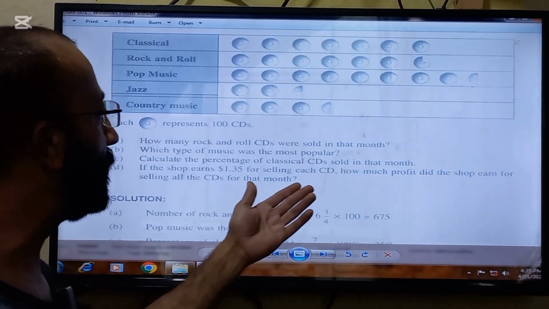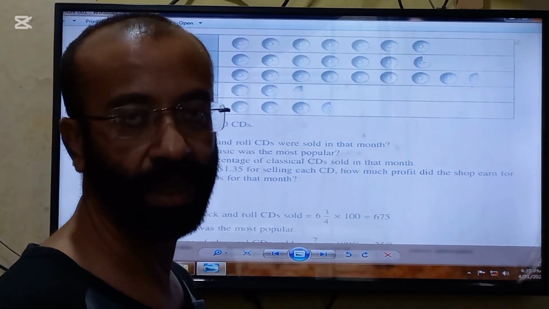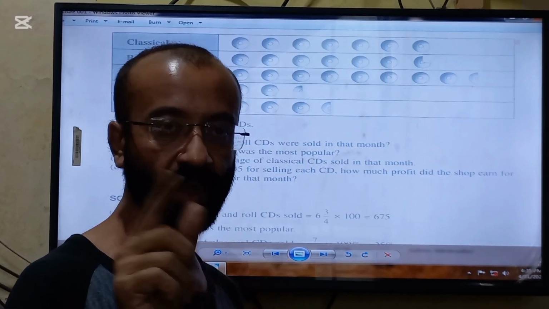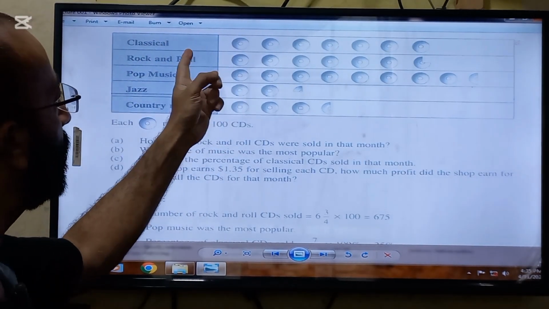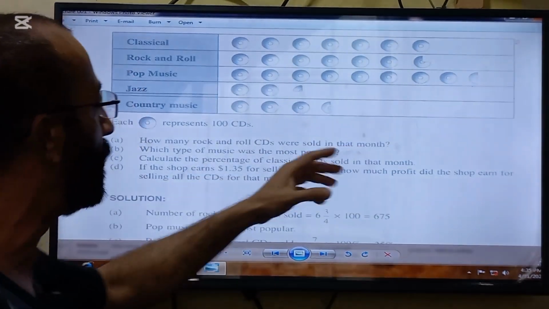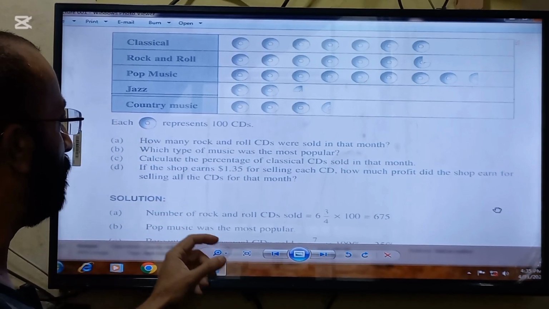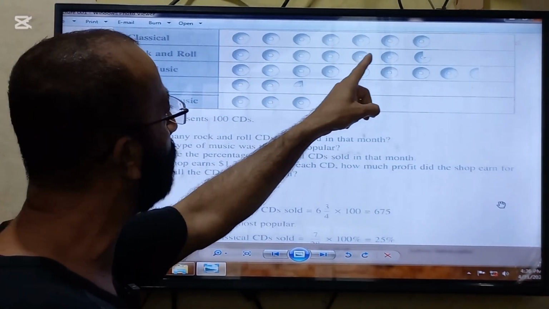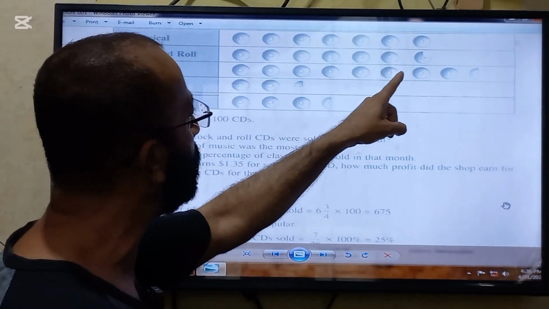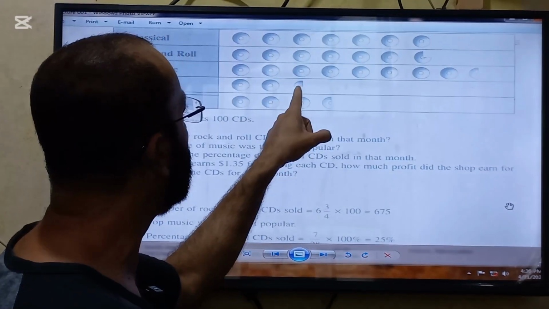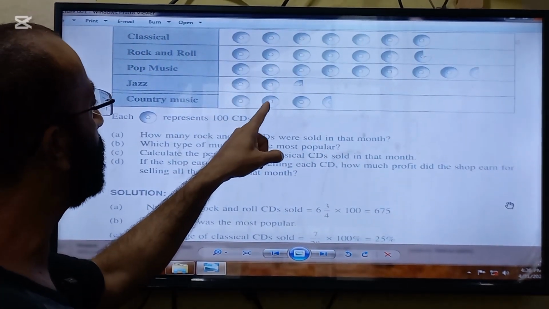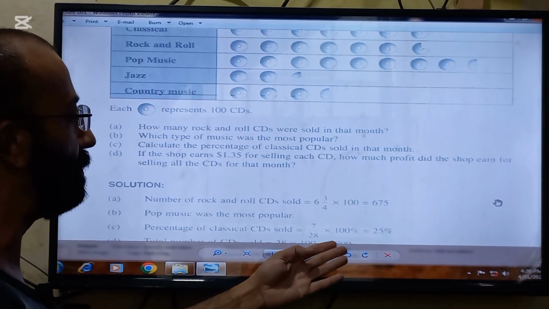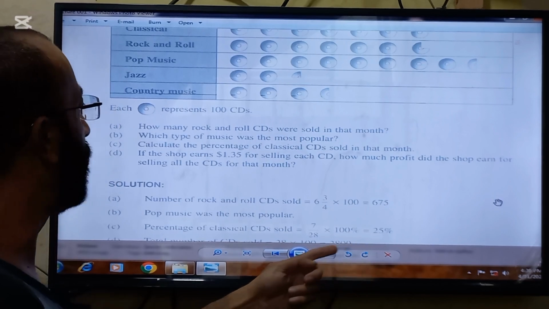The next question is, calculate the percentage of the classical CDs sold in that month. For getting the percentage of the classical CDs, you have to put the number representing classical CDs in the numerator and the total number of CDs in the denominator, multiplied by 100. In classical, 1, 2, 3, 4, 5, 6, 7 CDs are given. So 7 will be put in the numerator. Now we will count the full total: 7, 8, 9, 10, up to 21, then 22, 23, 24, 25, 26, 27, and 28. So in total, there are 28 CDs given in the table. So 28 will be placed in the denominator, multiplied by 100%. Solve it on the calculator. You will get the answer 25%.